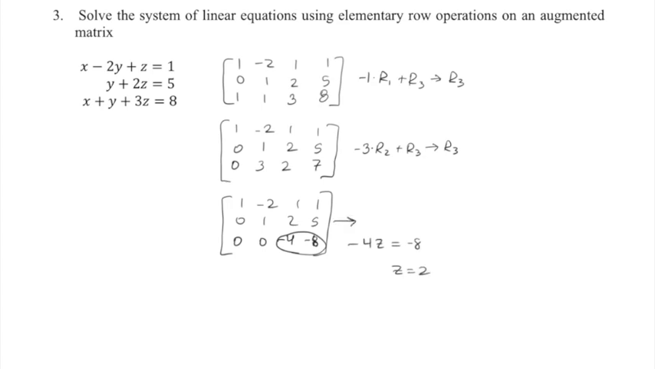2. So then we use that middle row to represent the equation y plus 2z, which remember z now is 2. 2 times 2 is 4. If you subtract 4 from 5, we get y equals 1. And then that top row represents the equation x minus 2 times y, which in this case y is 1, plus z, which is 2. So negative 2 plus 2 is 0, so x equals 1. So the solution is x equals 1, y equals 1, and z equals 2.